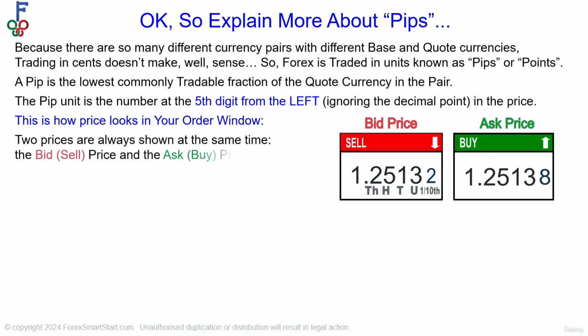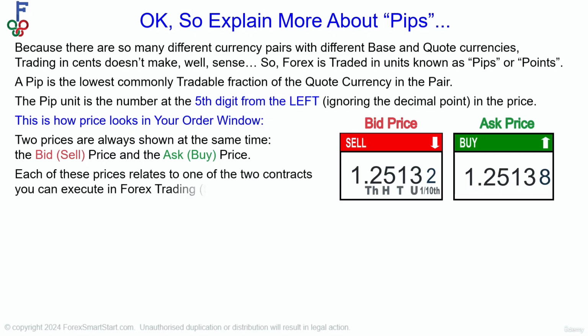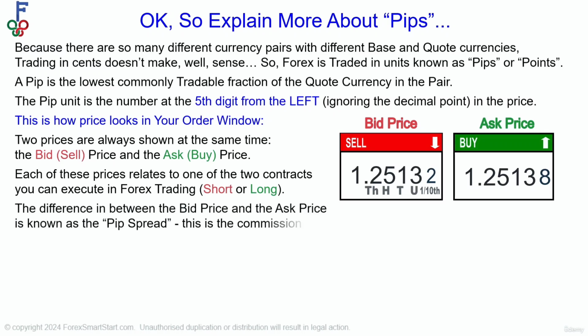The prices are always shown at the same time, the bid sell price and the ask buy price. Each of these prices relates to one of the 2 contracts you can execute in Forex trading. Bid and sell is for short, ask and buy is for long. The difference between the bid price and the ask price is known as the pip spread. This is the commission that you pay your broker to execute your trade.